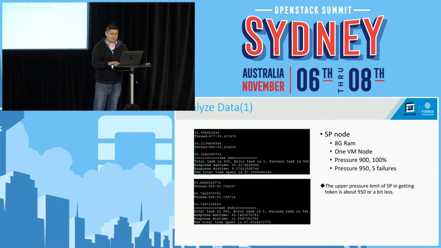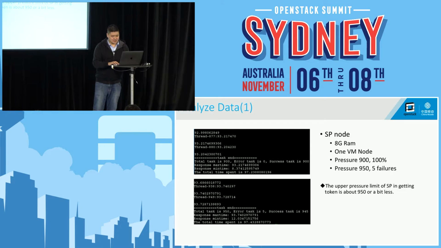Then we increased the number and set it to 915, and we got 5 errors. So the pressure it can bear seems to be 900 requests. We found that 950 requests for a token spend about 96 seconds. The longest time spent is about 93 seconds.